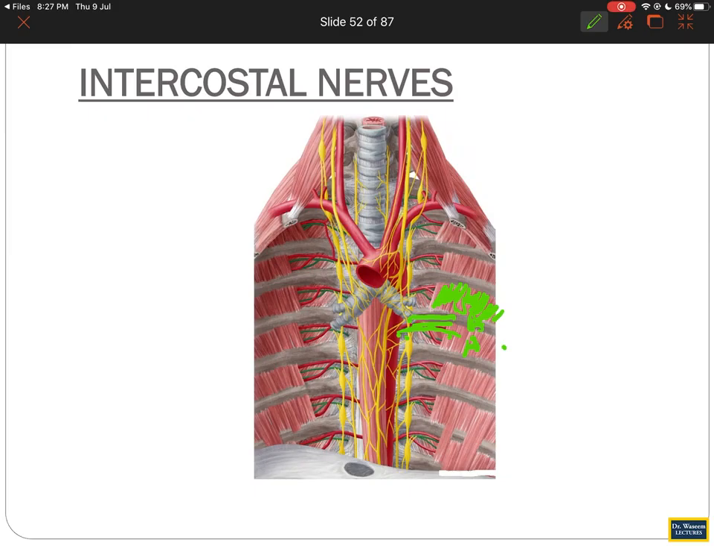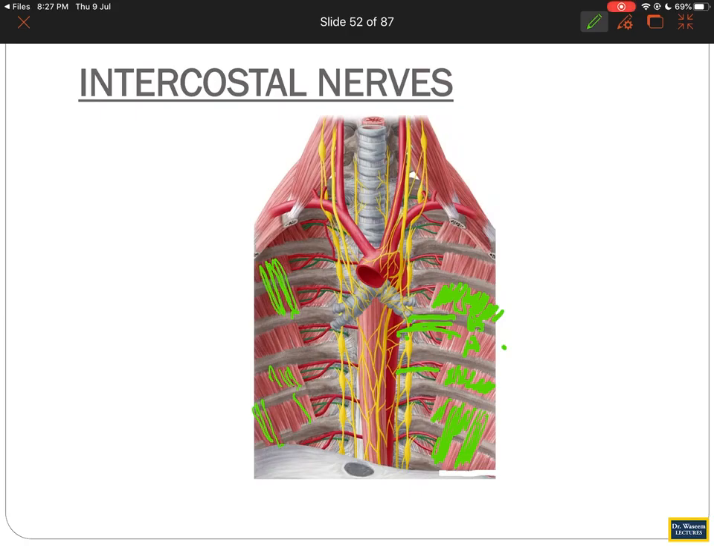And now you see the nerve is entering and disappearing. Why? Because this is the innermost intercostal muscle, the transverse thoracic portion. You see, it is covering not one space, it is covering two to three spaces. Here it is covering one, but it can cover two here also. Here it is covering one only, but it can cover even two to three like that. So intercostal nerves are like this.